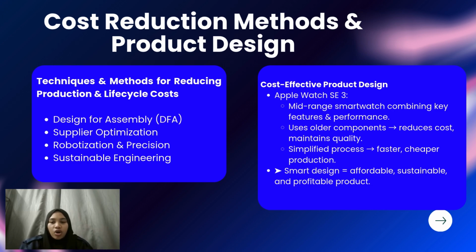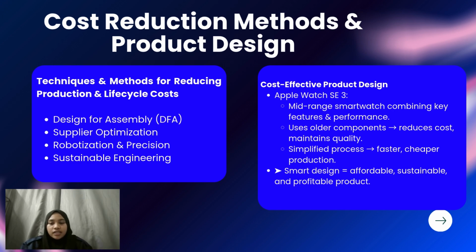Next is supplier optimization. Companies work with reliable suppliers who can provide quality material at the best price and reduce transportation or storage costs. Then we have robotization and precision, where automation improves efficiency and ensures consistent quality during manufacturing. And lastly, sustainable engineering, which focuses on minimizing waste and using eco-friendly material to save costs in the long term.